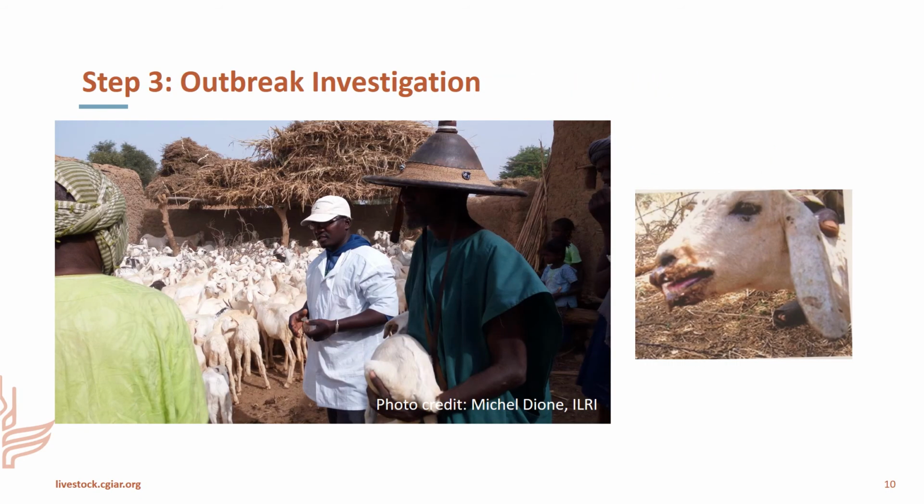If PPR-like signs are reported during key informant interviews or the community meeting, find out which flocks are affected and organise to visit them to conduct an outbreak investigation. For more information about conducting outbreak investigations, see presentations 8.1 and 8.2.